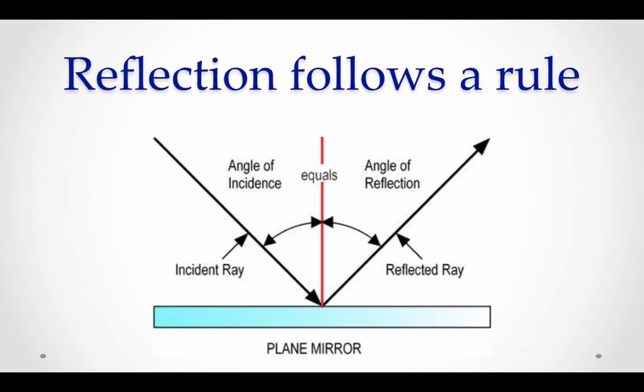And all that means is that relative to the normal, which is that red line right there in the center, relative to the normal, which is perpendicular to the surface that the incident ray hits, the angle of incidence equals the angle of reflection. So it's going to come in at one angle, it's going to go out at another angle, and those two angles are going to equal each other.